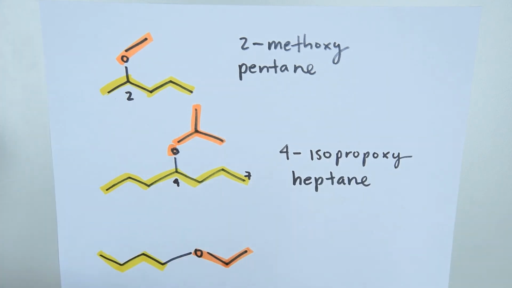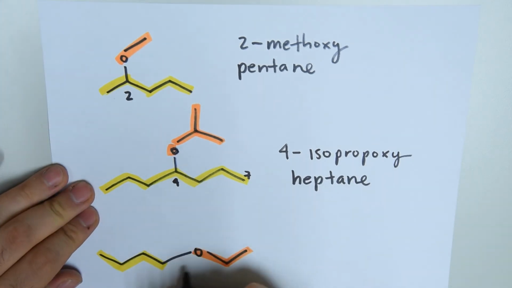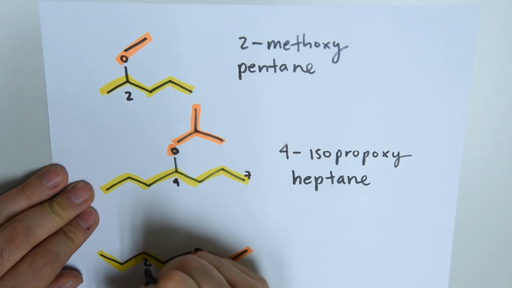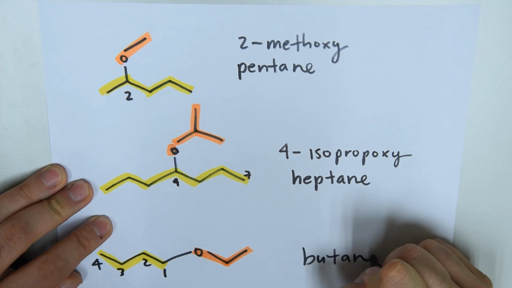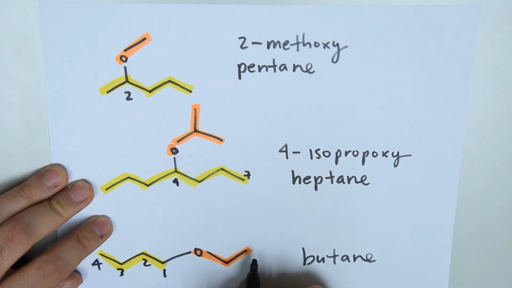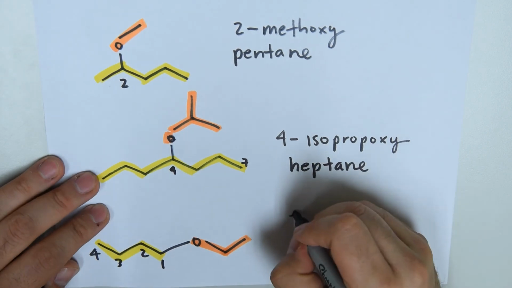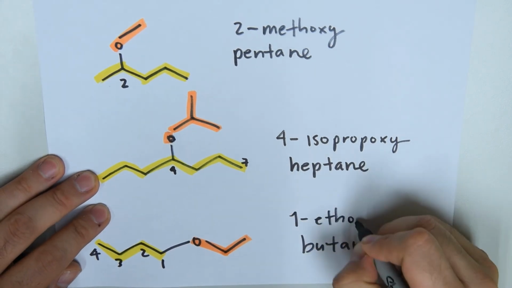So then this would be, to give it the lowest number, we start numbering here. 1, 2, 3, 4. Butane. And then at number 1 we have ethyl with an oxygen interrupting in the middle. So this becomes 1-ethoxybutane.